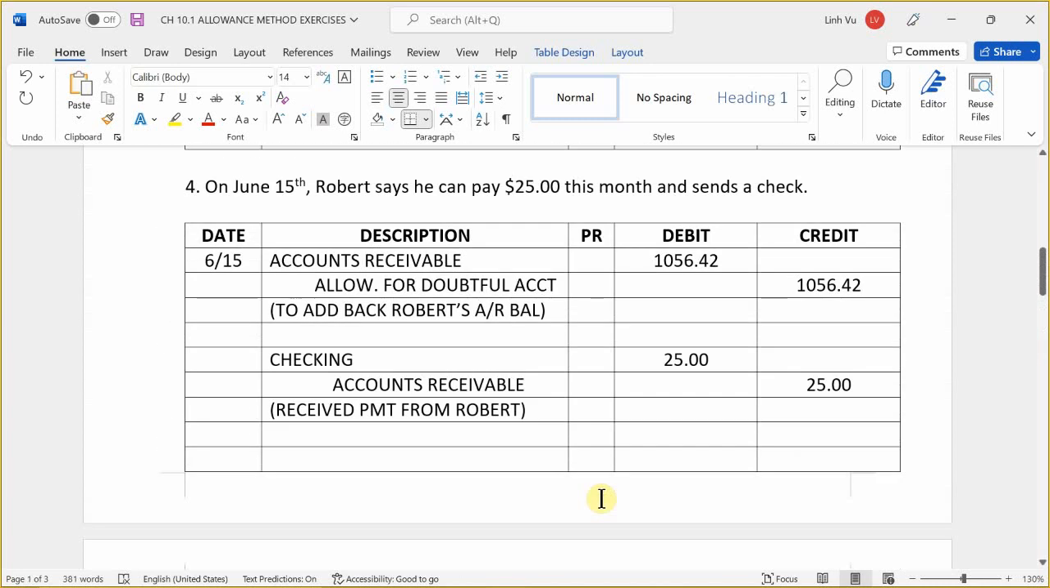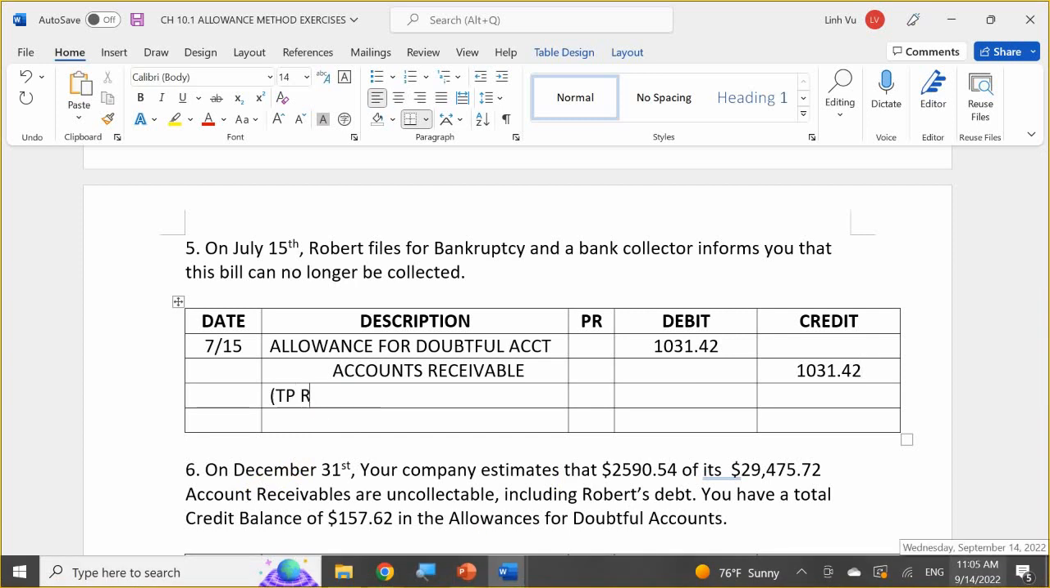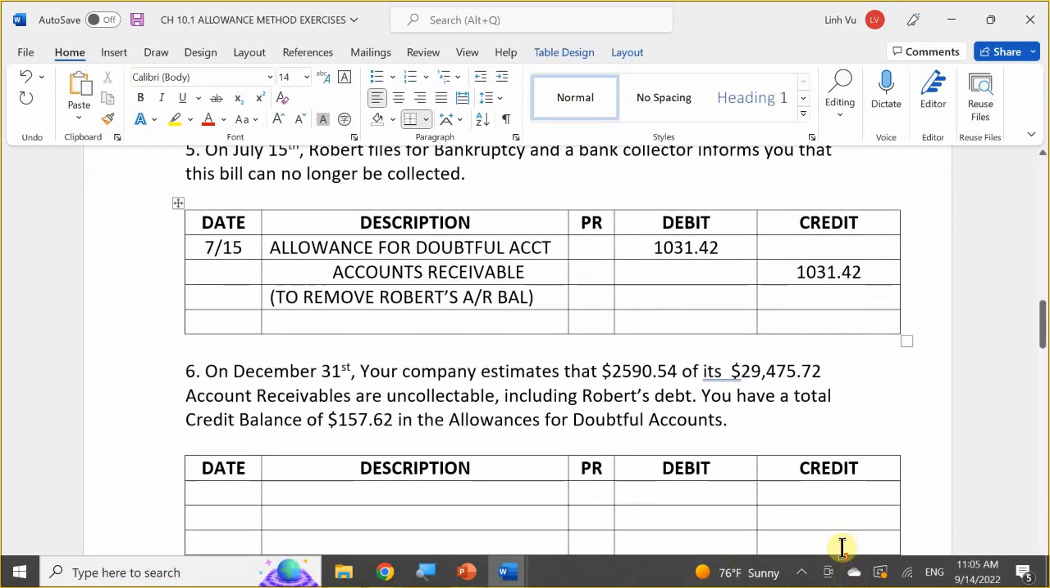How much this time? I think it's 1,056.42 minus the 25. 1,031.42. Okay, and of course, to remove Robert's accounts receivable balance. Okay, so then let's see.